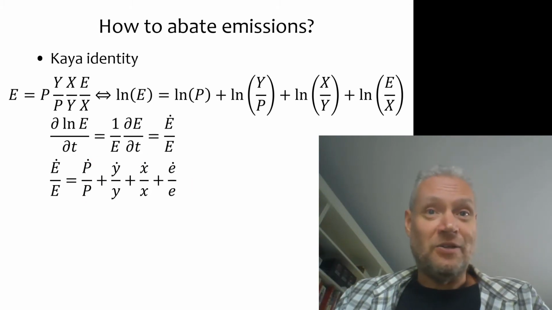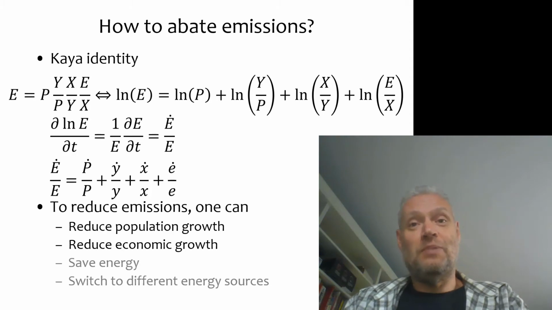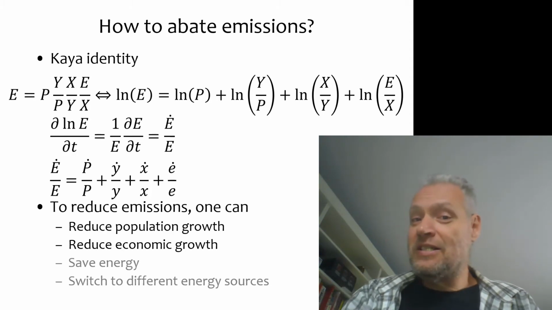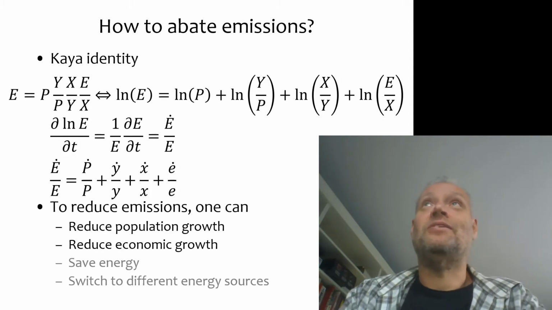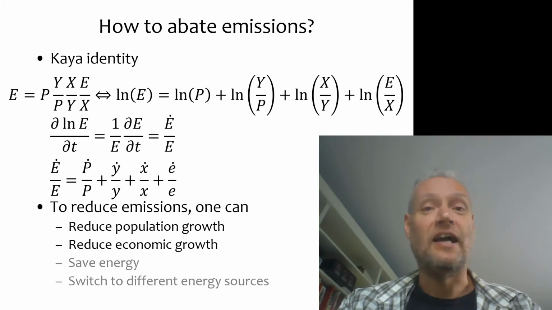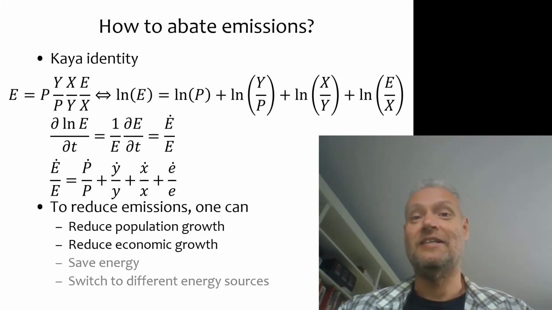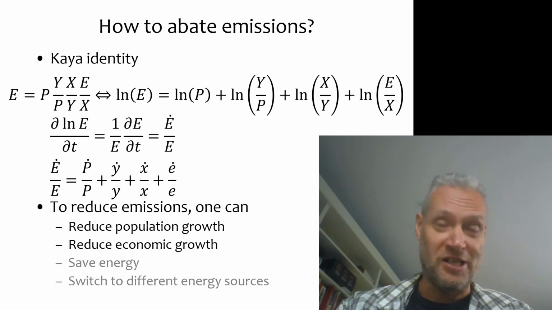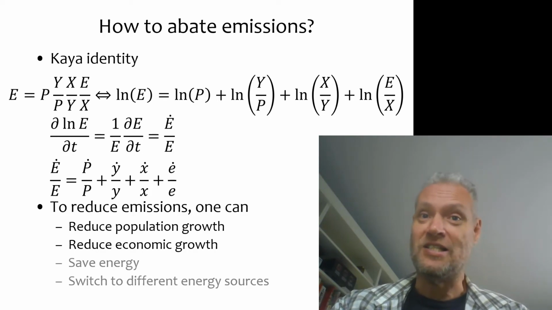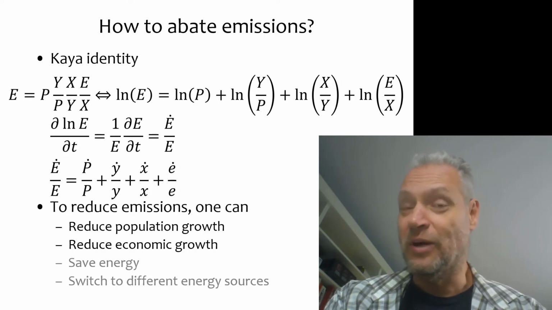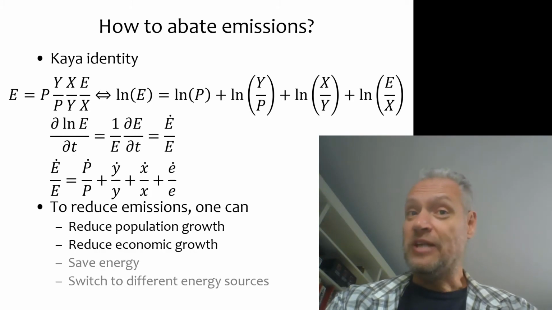So the first option that you have is to reduce population growth. Now this is not something that politicians in democratic countries like to talk about. They think that this is something for people to decide for themselves. This is not something that politicians should interfere with. That is true for democratic countries.